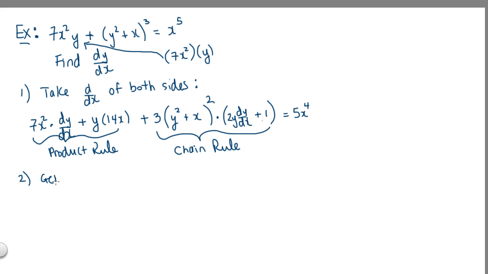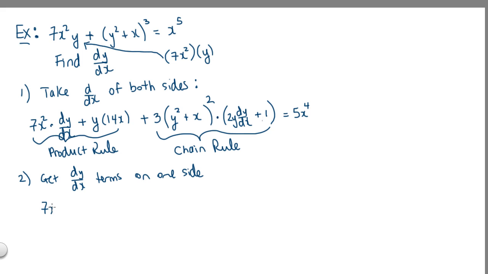What we're going to need to do is get the dy by dx terms on one side of the equation. Often we'll try to get them over on the left side, but really it doesn't matter. Just get the dy by dx terms over on one side of the equation. The non-dy by dx terms should go on the other side of the equation. Now, this may take a couple of steps depending how much expansion we have to do here. So let's start with just getting this cleaned up.